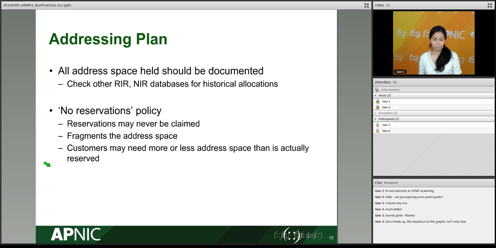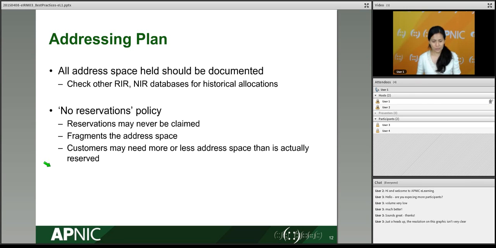Now, not just from the technical perspective, but from the way that you deal with or request for your blocks. Within APNIC, you're already aware that all address space is based on demonstrated need. And so when you request or when you assign smaller blocks, it has to be well documented. Okay?